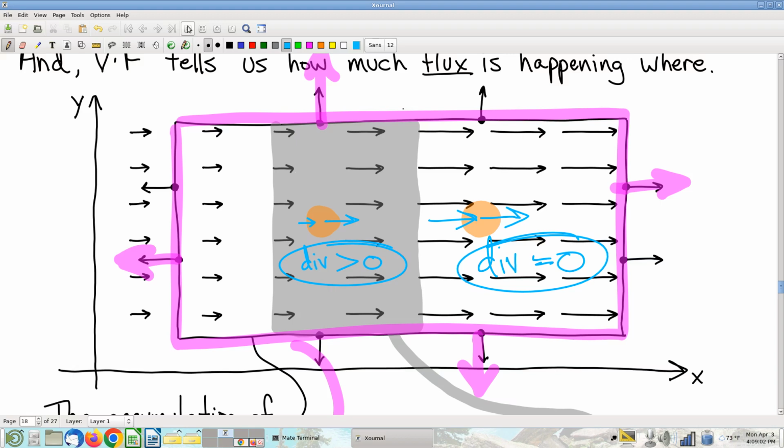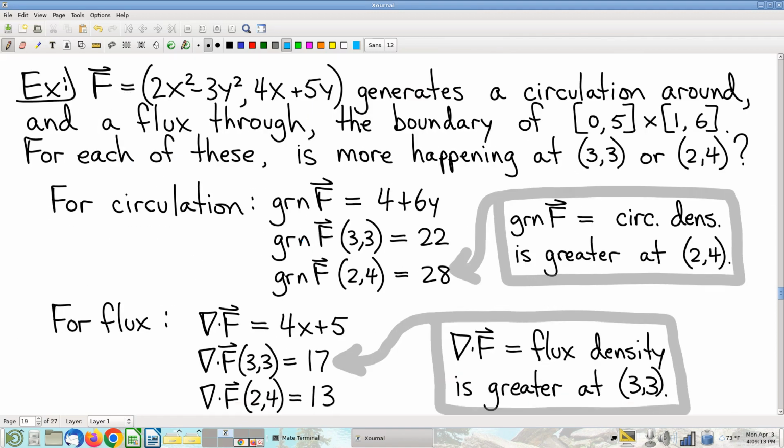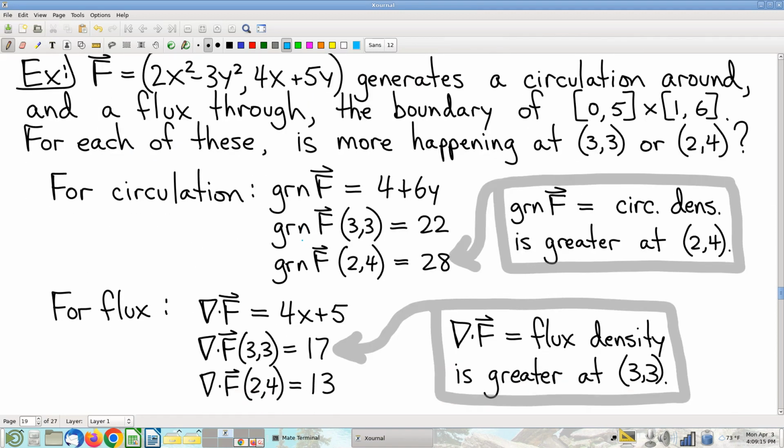Okay, so you can do this purely algebraically. What I've done here is a geometric picture so you can get some geometric sense for it. But here's a purely algebraic version of it, where I assume we have a vector field and we've got a rectangle.